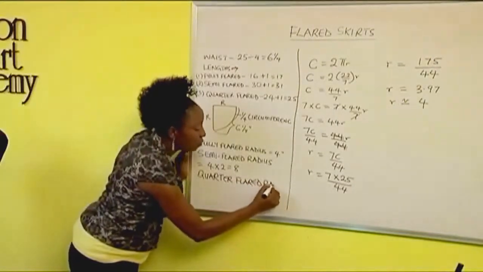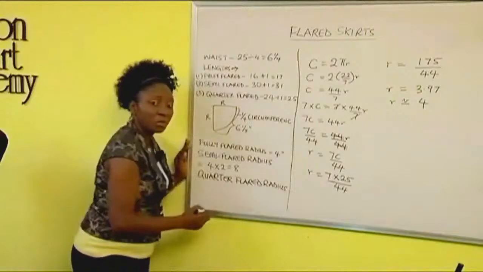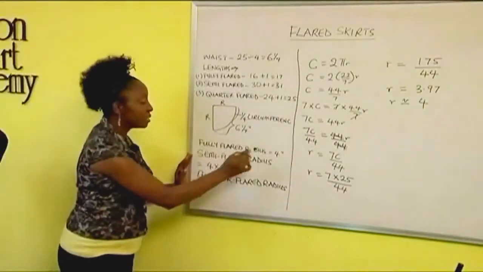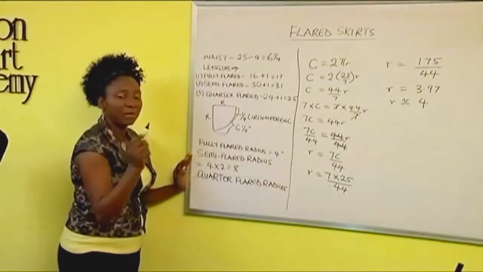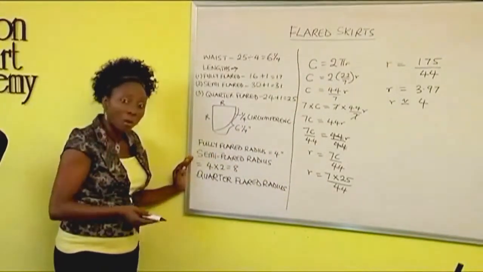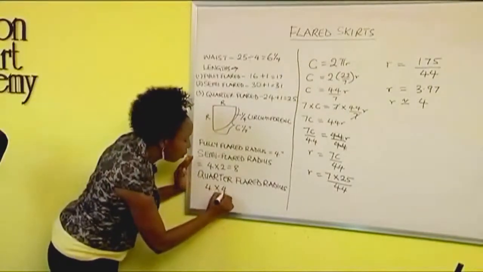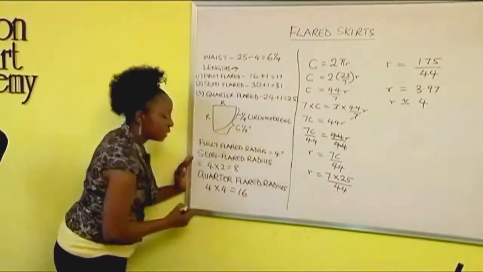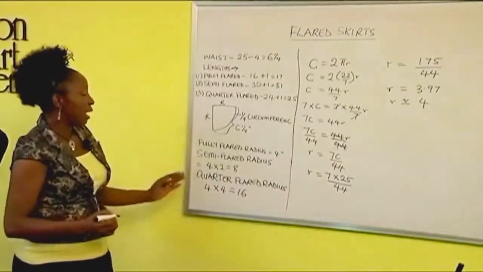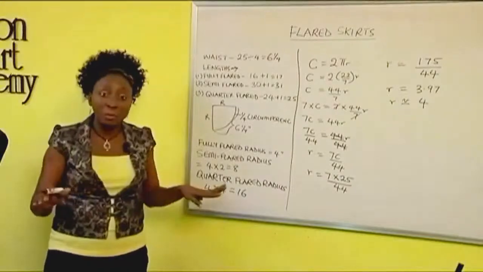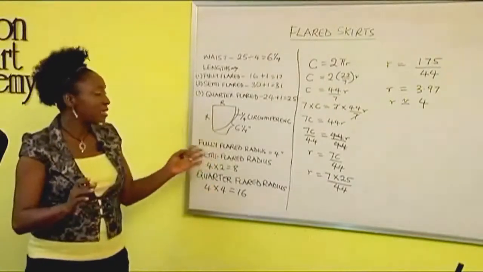For our quarter flared radius, I'm sure you can guess what we're going to do because it's a quarter. We're going to take this same fully flared radius we have here and multiply it by 4. That will be 4 inches times 4, and that will give us 16 inches. Now, I would not fold my fabric at all. I will use it as single ply, just like that. And you can see the differences.